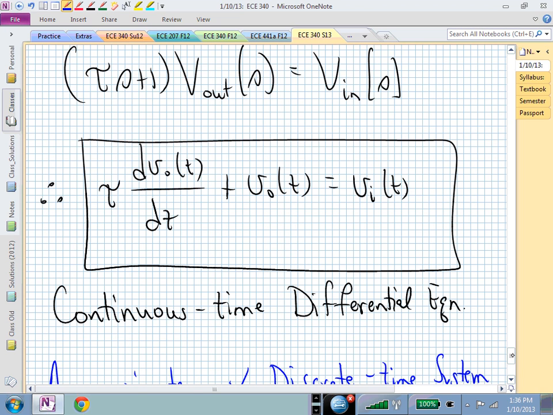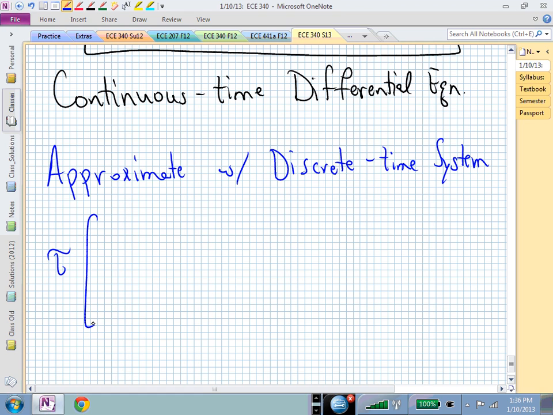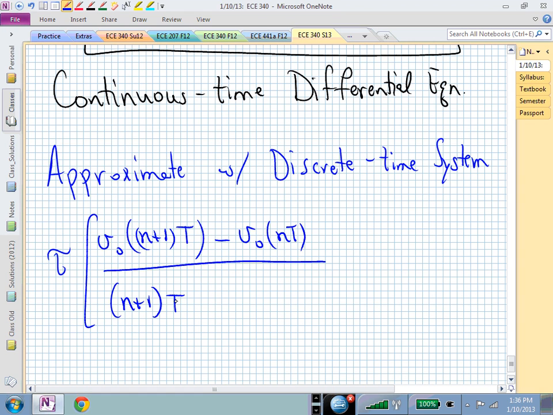We're approximating the derivative. So that now, and this may look a little messy, but now what I want to do is introduce a sampling period, capital T. This now says n plus 1 of those sample periods minus the output one time step before, which is just minus v naught of nT, all over the present or future time minus the present time, and that's now my approximation of the derivative.